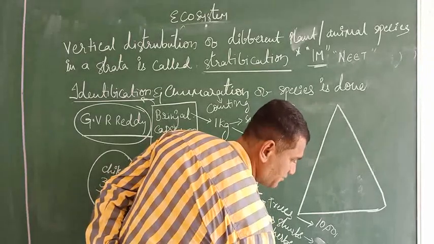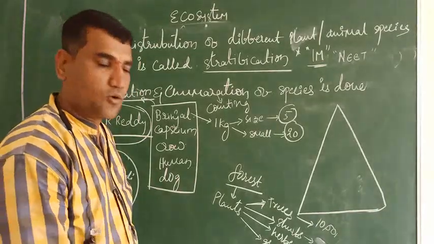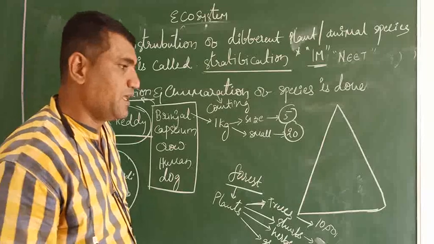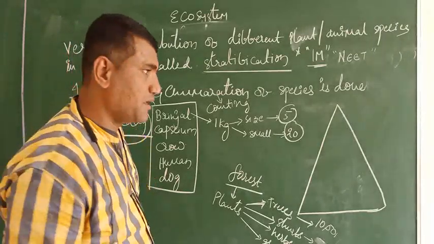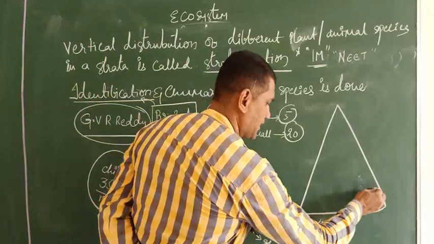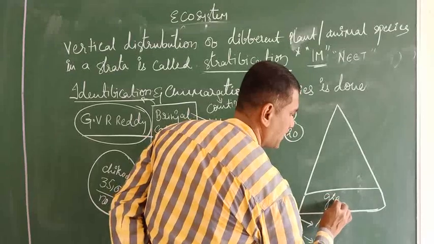Here lakhs means 90 lakhs. Here, 10 crores. So this is how. When you want to arrange them, first based on the number, which plant should be arranged first? Obviously the grass, because of number. So grass will be arranged here.